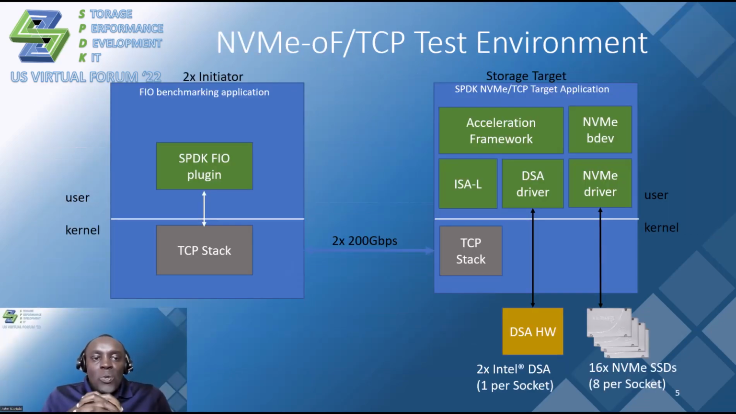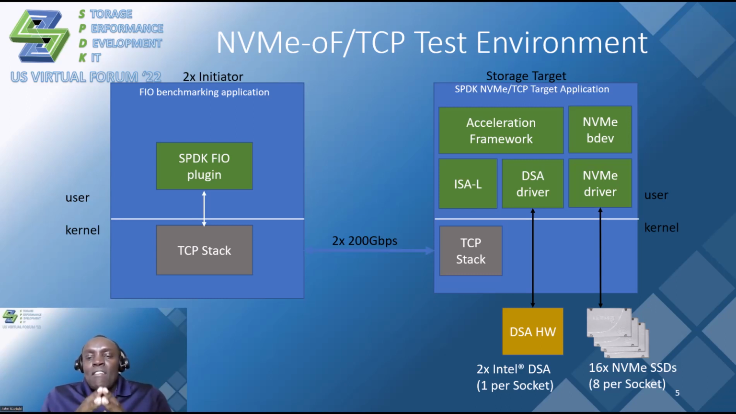So now let's take a look at the test environment. The target is running on the system that I'm showing here on the right, which is really just a standard 2-socket Intel system. It has 2 4th generation Intel Xeon Scalable processors, codenamed Sapphire Rapids, and each of those processors has 1 DSA device. So we have a total of 2 DSA devices on that target system. The target system also has 16 NVMe SSDs, and those are evenly split between the 2 sockets. So we have 8 NVMe SSDs per socket.